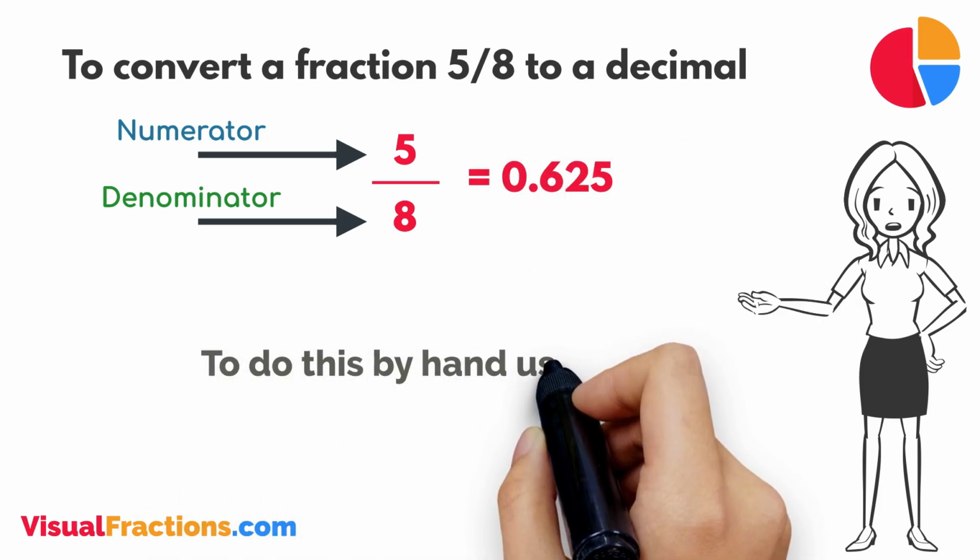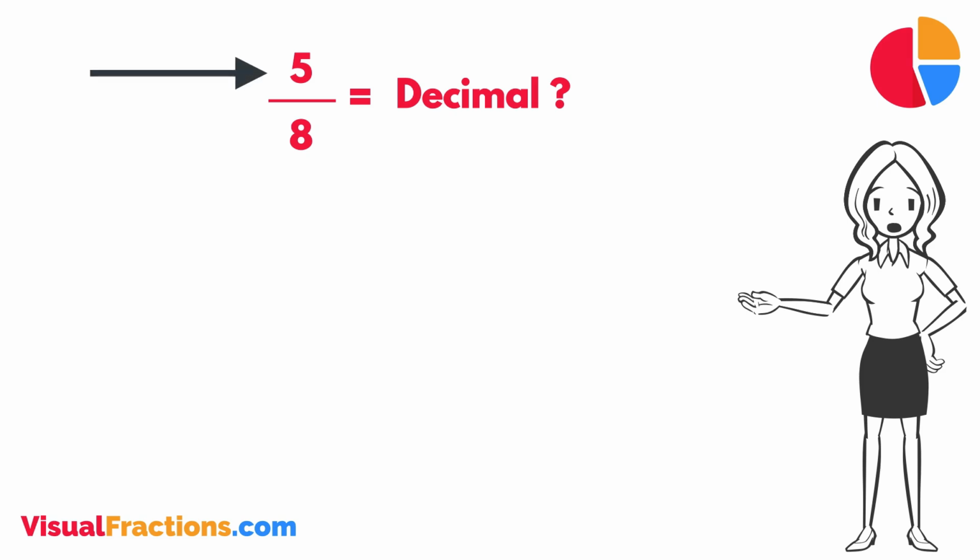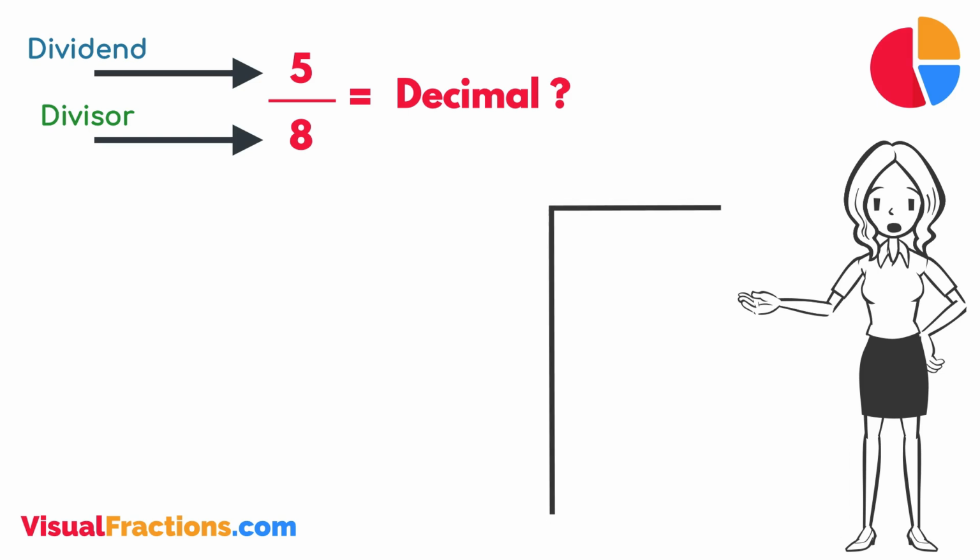To do this by hand using long division, we start by writing 5 as the dividend and 8 as the divisor. Since 8 doesn't fit into 5, we add a decimal point in our answer and append a 0 to 5, making it 50. How many times does 8 go into 50? Exactly 6 times. We write 6 after the decimal point in the quotient.